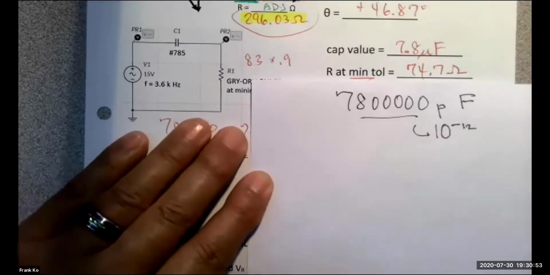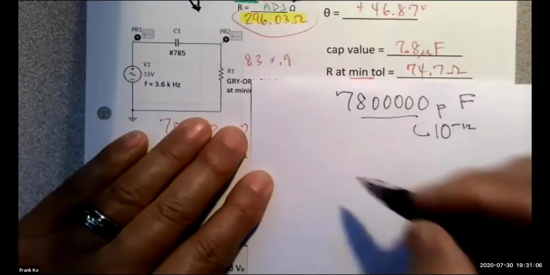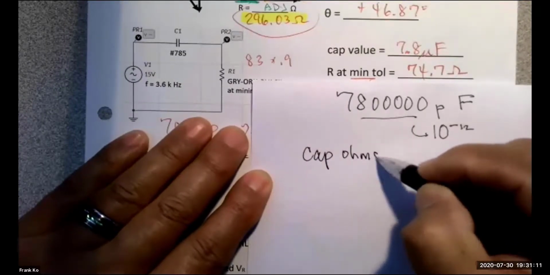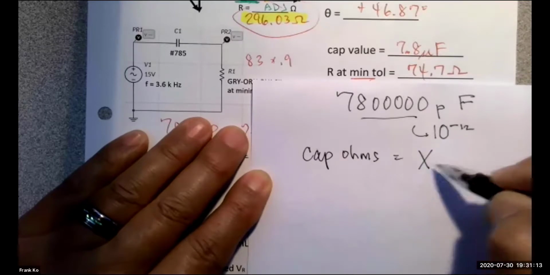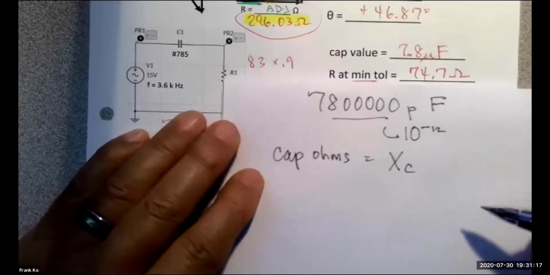Question goes to Javier. Could you repeat the question? I need the ohms of the capacitor. How do I do that? I'm not sure. Okay. Ohms, cap ohms equals something called X sub C. They're giving you a clue. So how do I find X sub C?